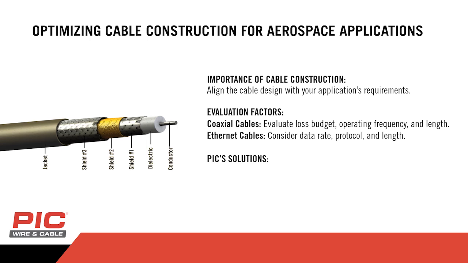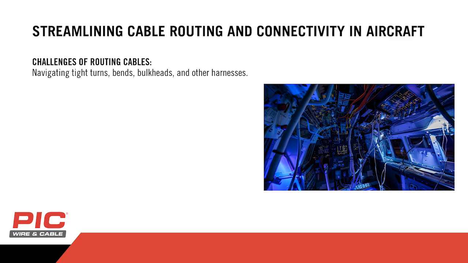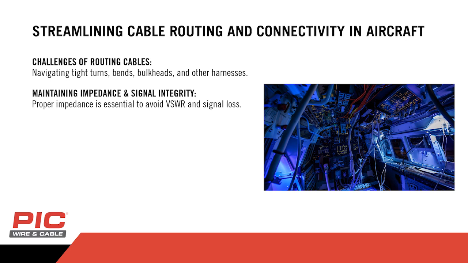PIC offers 12 sizes of our standard 50 ohm coax with options of solid and stranded wire, with gauges ranging from 26 gauge to 10 gauge. For additional weight savings, PIC created ULTRALITE, which provides 4 additional 50 ohm coax cables to reduce cable weight even more. Routing cables in aircraft involves navigating various obstacles such as tight turns, bends, bulkheads, and other cable harnesses. The cable's quality is crucial during this process, as a tight bend radius can cause kinks that disrupt the cable's signaling characteristics. Maintaining proper impedance is essential to prevent issues with VSWR, voltage standing wave ratio, and signal loss, which can adversely affect system performance.